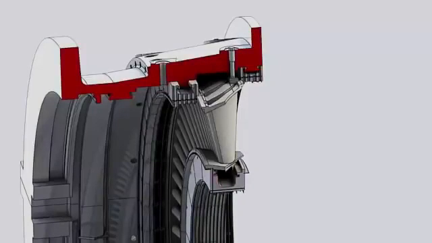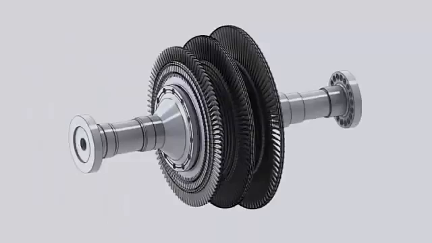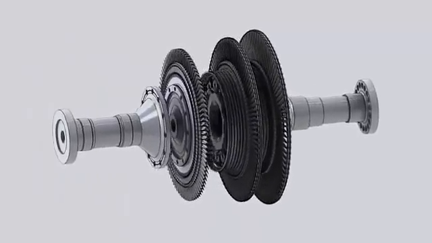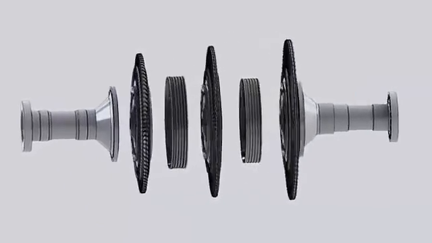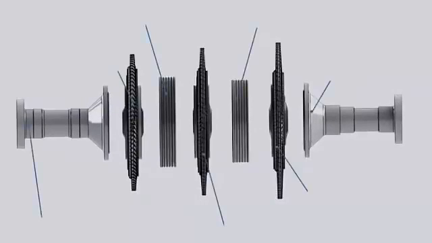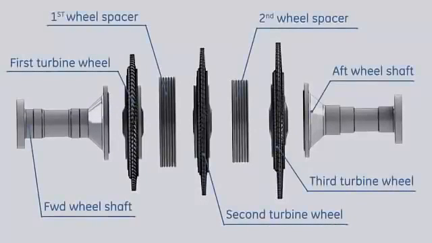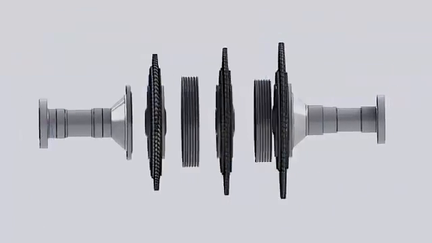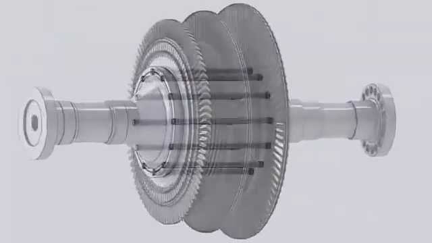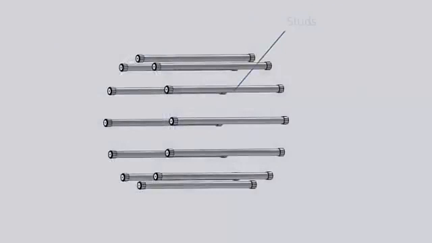the nozzle outer sidewalls. The turbine rotor consists of the forward wheel shaft, first, second, and third stage turbine wheels, 2 turbine wheel spacers, and the aft wheel shaft. All parts are assembled together by 12 studs.